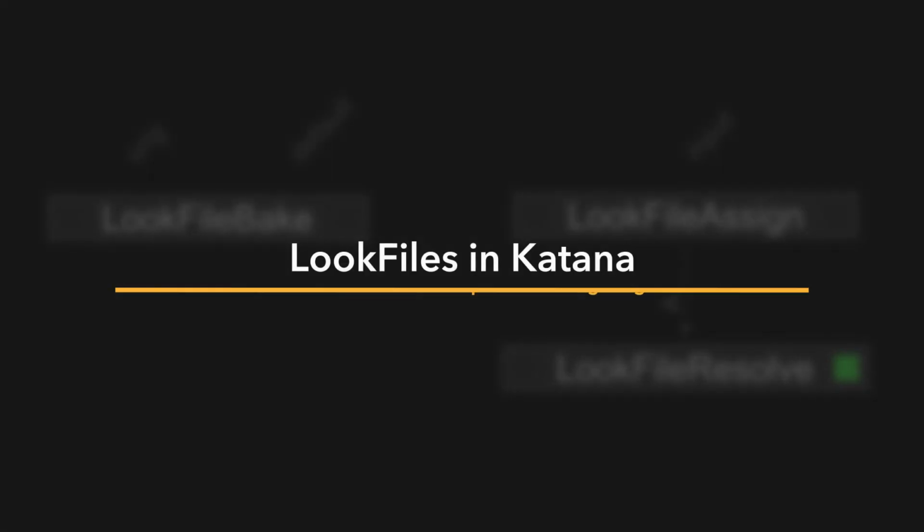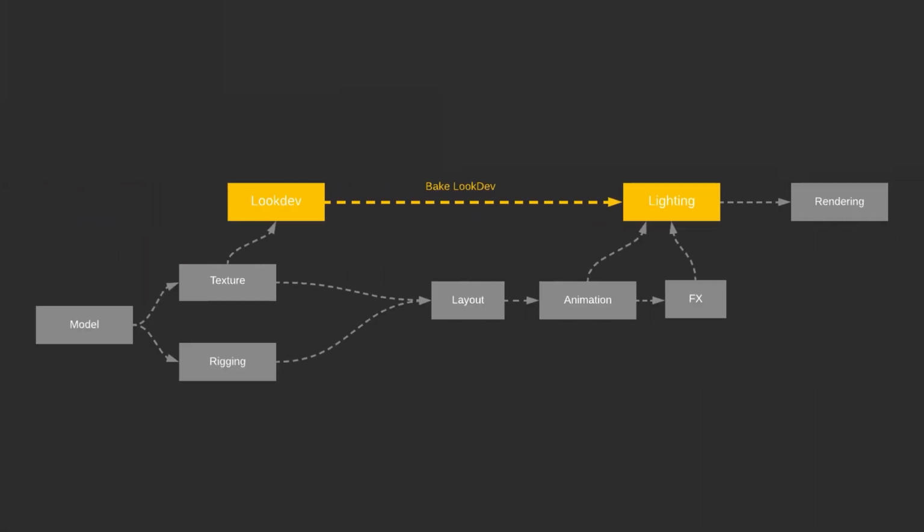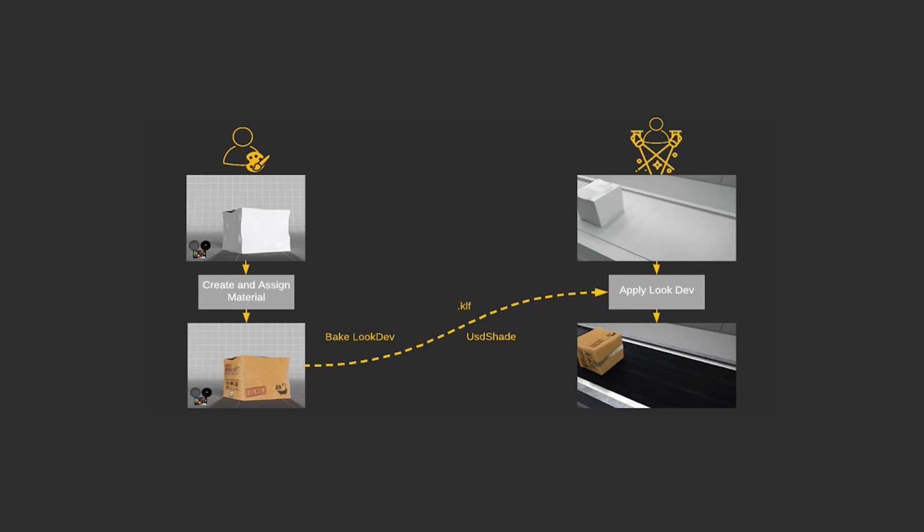Look files are a really great way of baking out your materials in a way that can be shared and reused across multiple assets and projects. The look file workflow streamlines the link between the look development and lighting departments by enabling a look dev artist to create and assign materials and then bake the look development out as a .klf, a Katana look file.